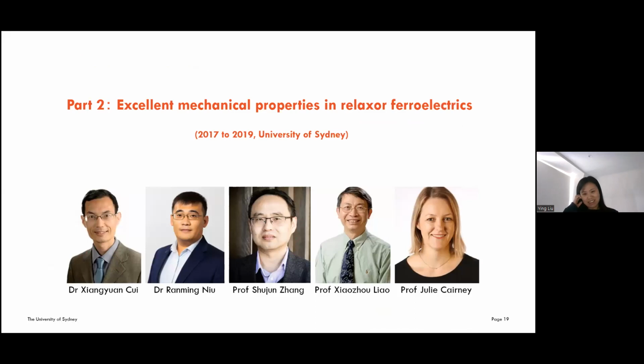Okay, next, the second part of the presentation is about the excellent mechanical properties in relaxor ferroelectrics. This work was done at the University of Sydney in Professor Julie Cairney's research group. And here are a few important collaborators.